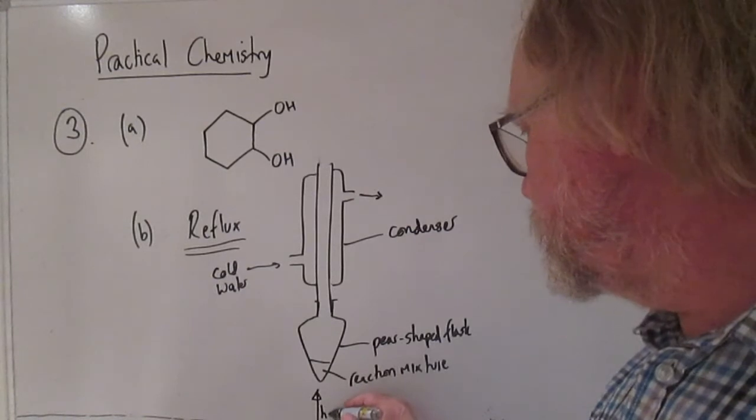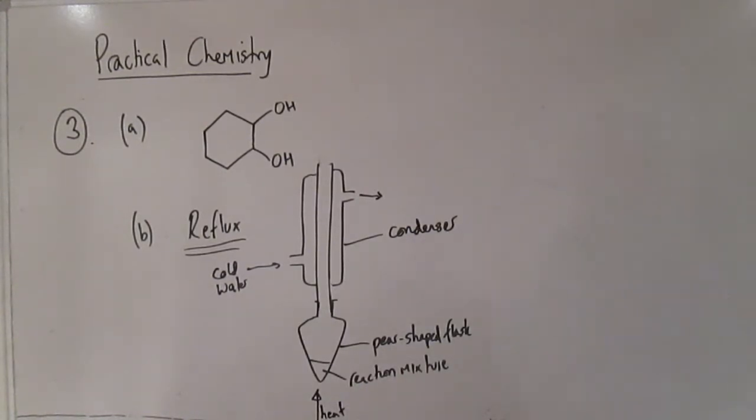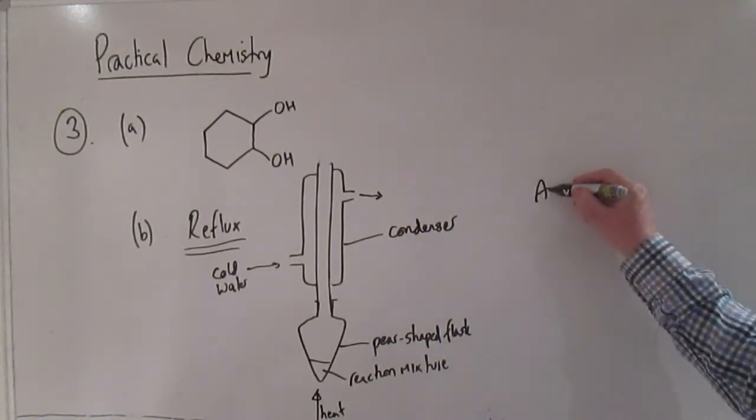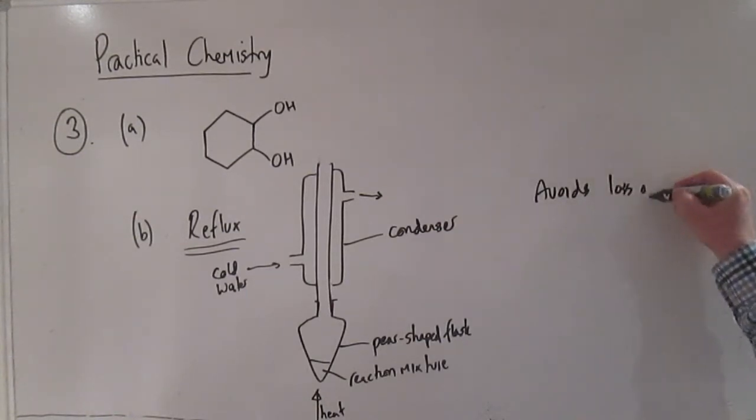For heat, you can just write heat like that. You don't have to draw in a Bunsen burner or any other kind of heater like that. You can just draw the heat source like that. So that's the apparatus. And then just a very brief description is that it avoids loss of material by evaporation.